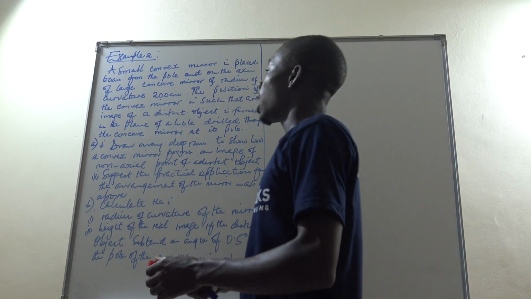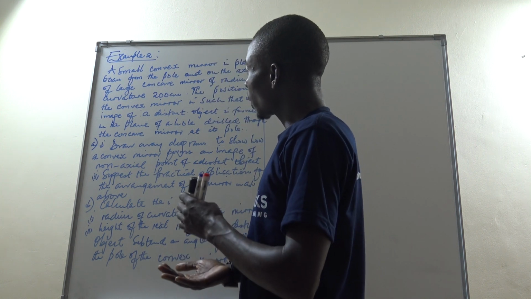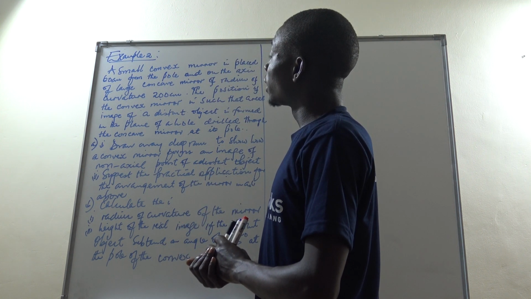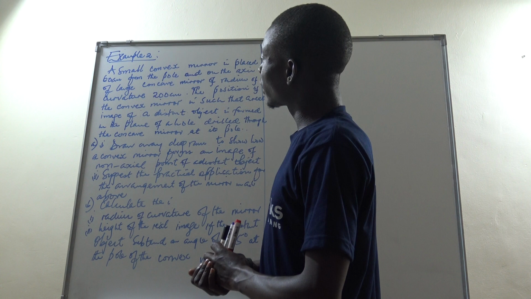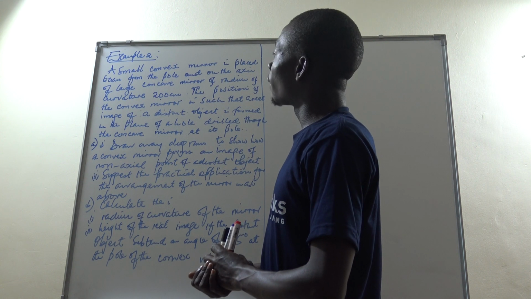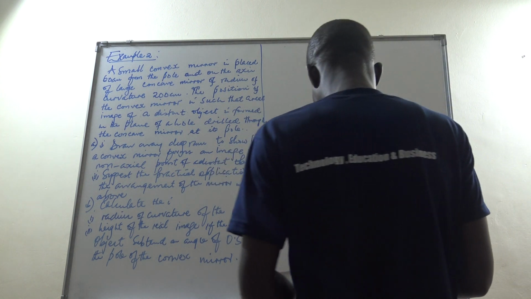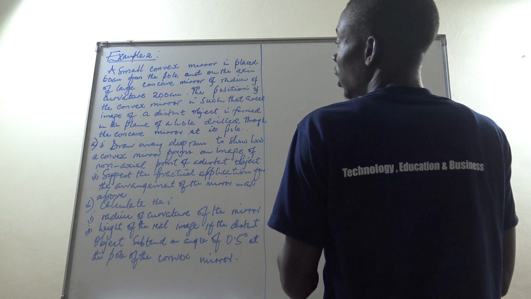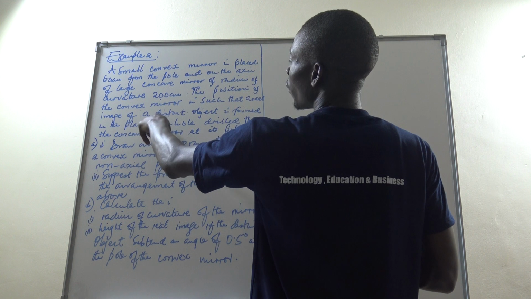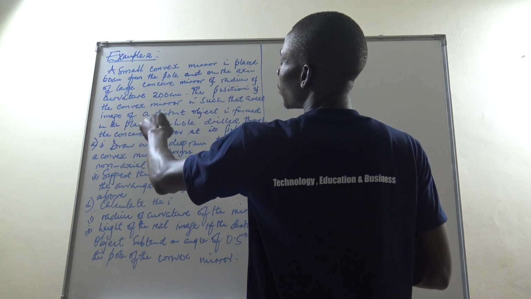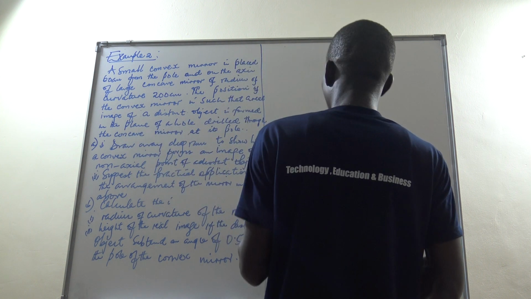So we have here our last example that we are going to look at, and it's saying that a smaller convex mirror is placed 60 centimeters from the pole and on the axis of a large concave mirror of radius of curvature 200 centimeters. Okay? So they are saying that the position of the convex mirror is such that a real image of a distant object is formed in the plane of a hole drilled through the concave mirror at its pole.